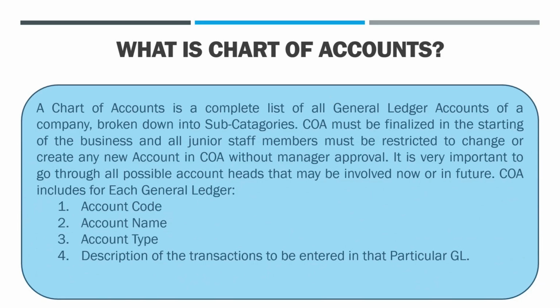Chart of account must be finalized in the starting of the business by the managers, and all the junior staff members must be restricted to change or create any new account in the chart of account without manager's approval. It is very important to go through all possible account heads that may be involved now or in future in the organization's accounting structure. Chart of account includes for each general ledger an account code, an account name, an account type, and the description of the transactions to be entered in that particular GL.